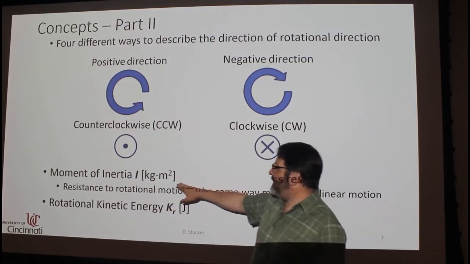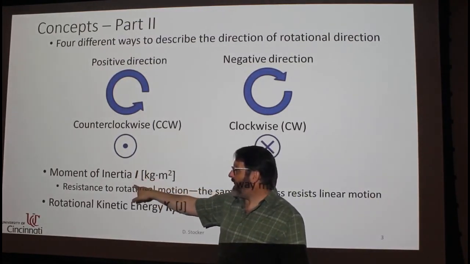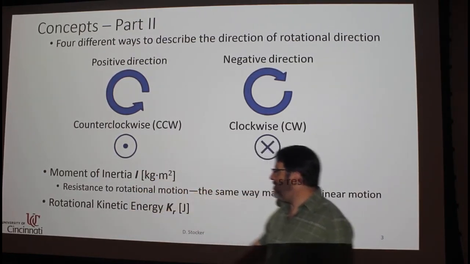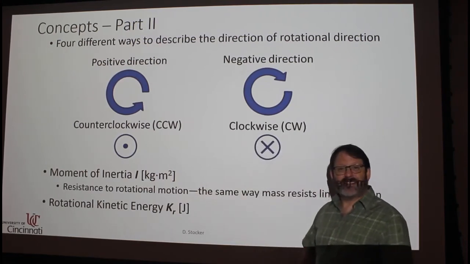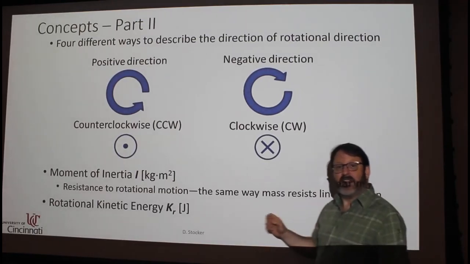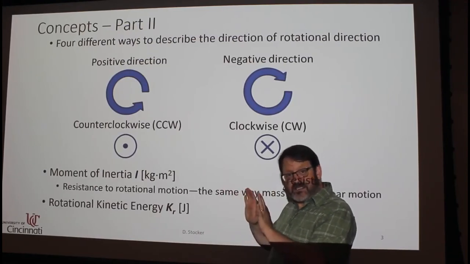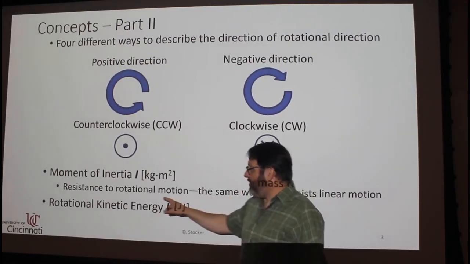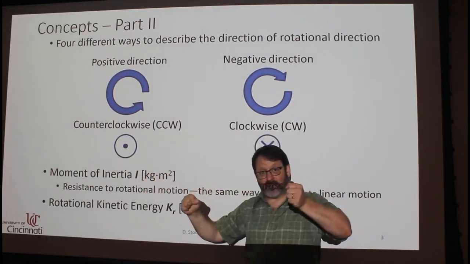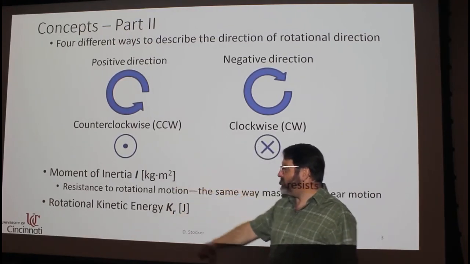Next thing, moment of inertia. This is a capital I. It's measured in kilogram meters squared, and moment of inertia is a resistance to rotational motion in the same way that mass resists linear motion. If I push on something that has a large mass, it's hard to push. It doesn't speed up very quickly. Same thing: if something has a large moment of inertia, it's hard to make it turn. So it's very slow getting started to move. So that's what moment of inertia refers to.